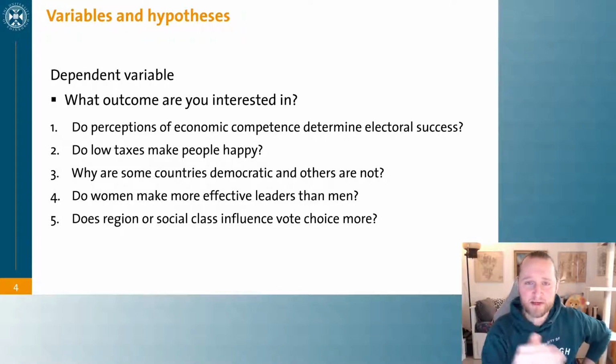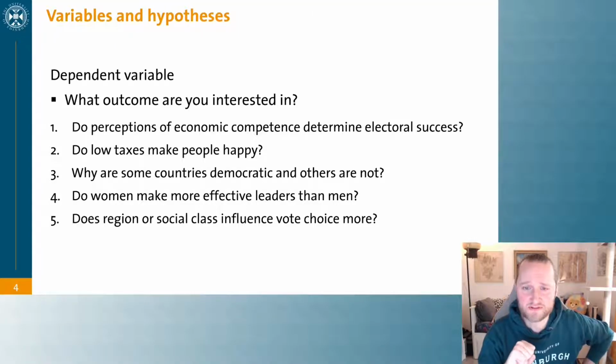Now, dependent and independent variables. Dependent variables refer in any research design to the outcome that you're interested in. In a theory, there will always be dependent variables and independent variables, so how a theory explains the world will have those two elements. What outcome are you interested in is your dependent variable.